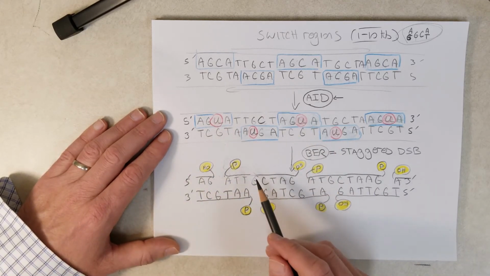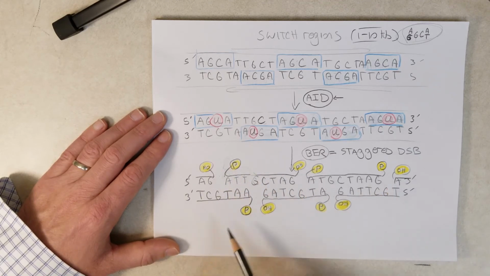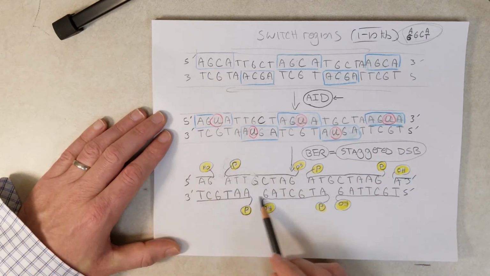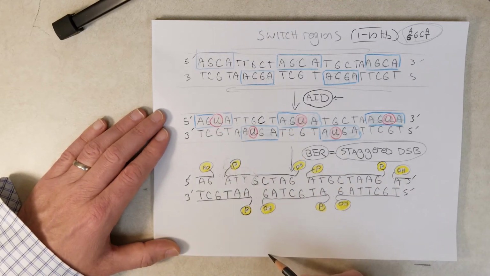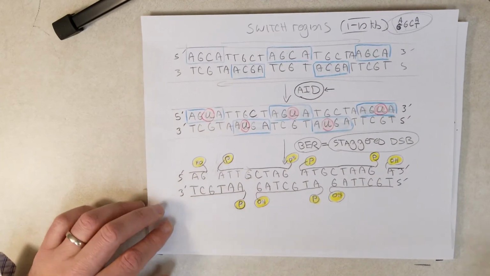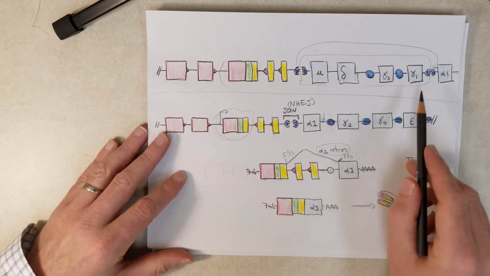And the idea is that because these nicks are so close to each other, they're essentially causing double strand breaks, right? So the nicks aren't directly across from one another, but they're so close that what we're getting is a staggered double strand break. And there are so many of these nicks on both strands that essentially we're getting a double strand break in the switch regions. And okay, so that allows double strand breaks to occur in each switch region.